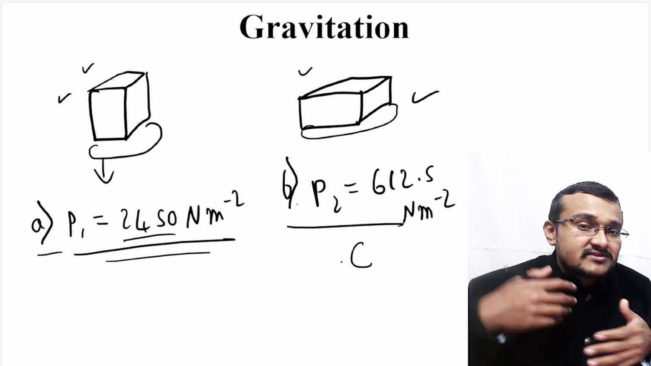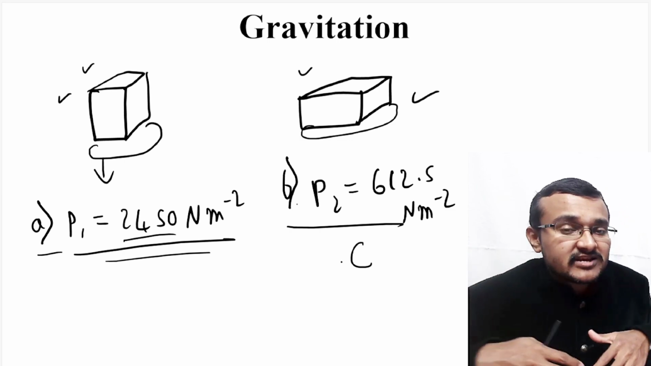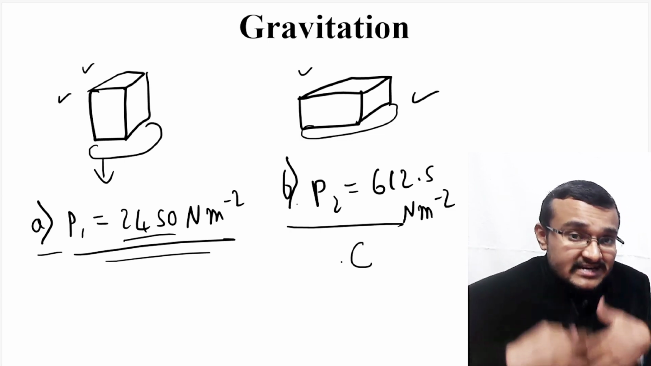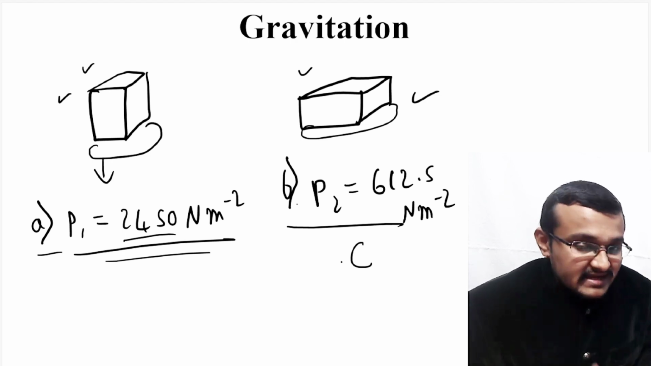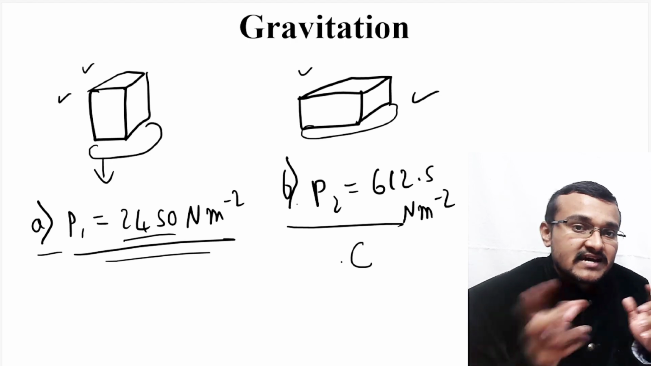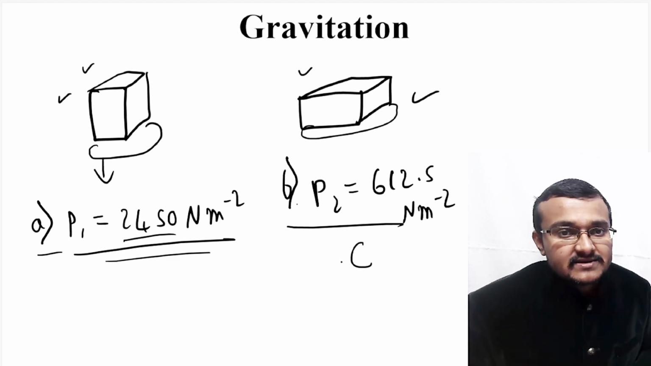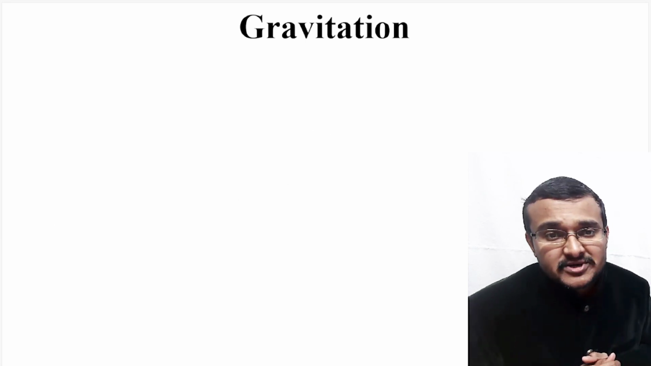That's it. Whenever surface area increases, pressure reduces. Whenever surface area is reduced, then pressure will be increased. So pressure and surface area have an inverse proportionality relation. This is all there is in this video.